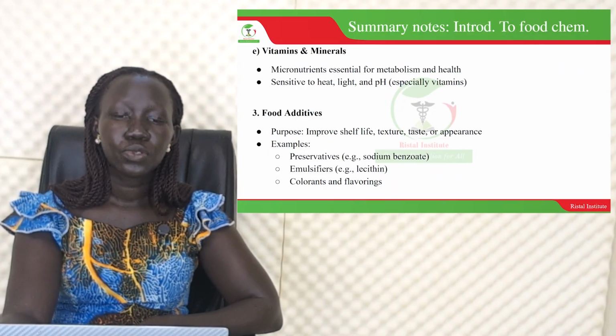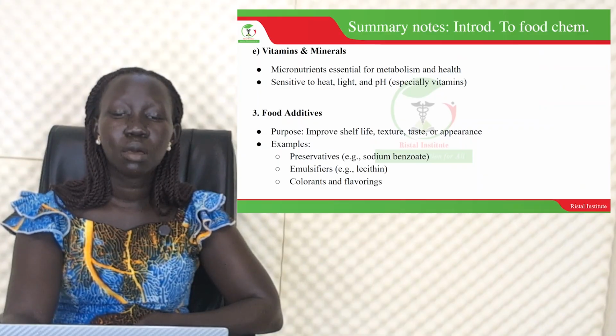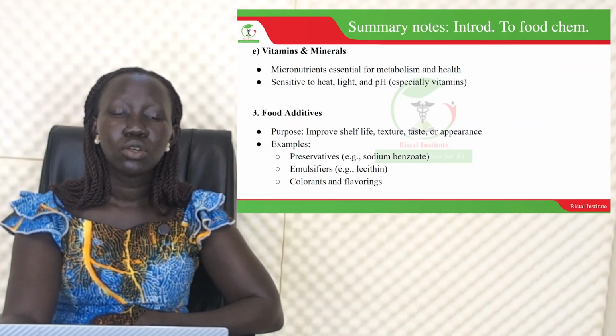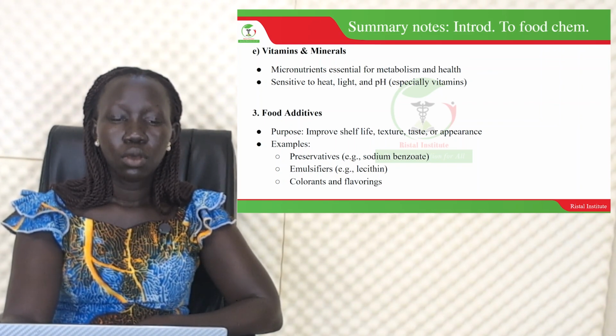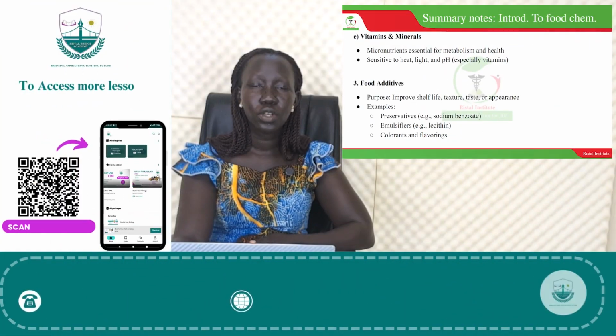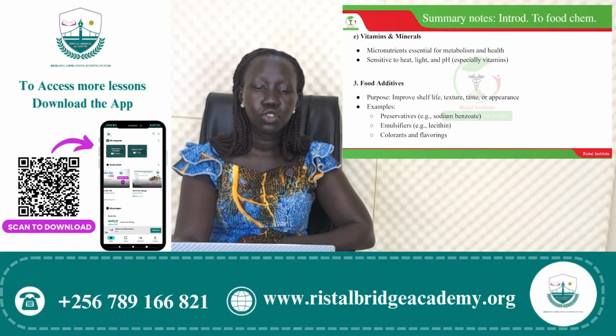Vitamins and minerals. The micronutrients are essential for metabolism and health, and they are also sensitive to heat, light, and pH, especially the vitamins. We also have the component of food additives when we talk about food chemistry.